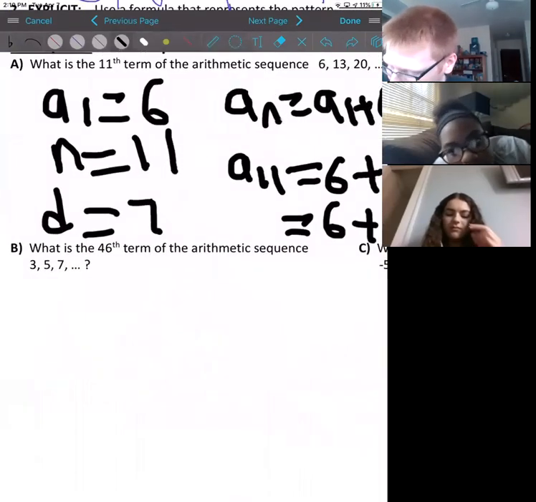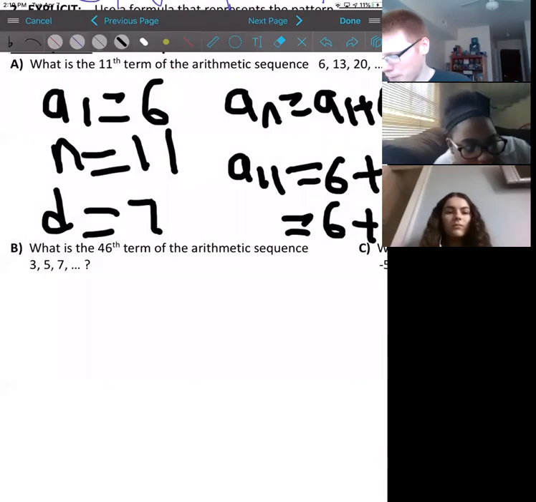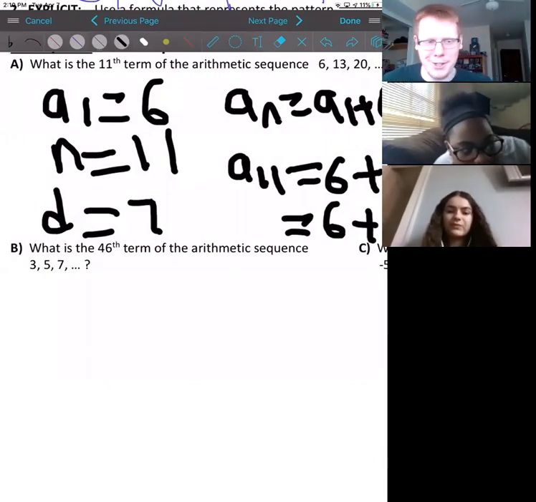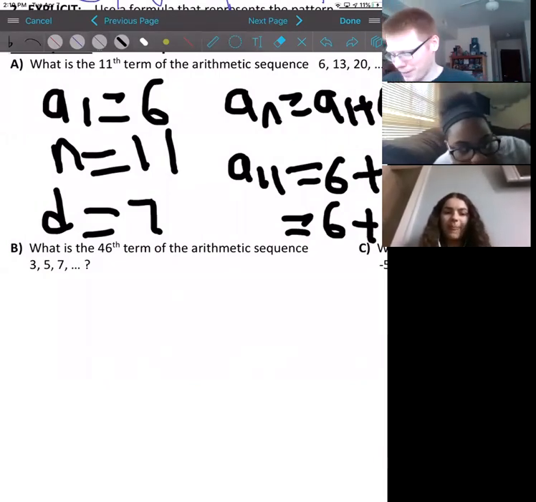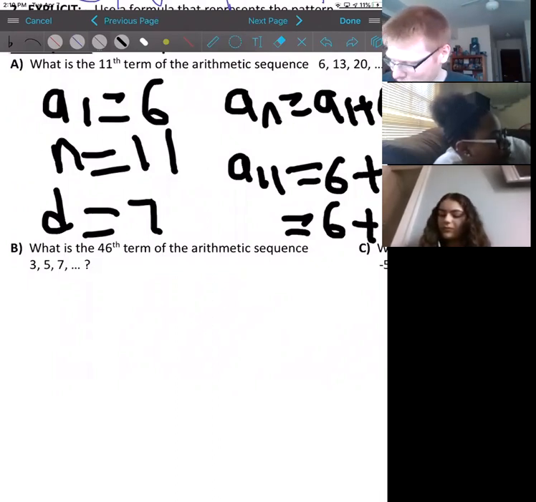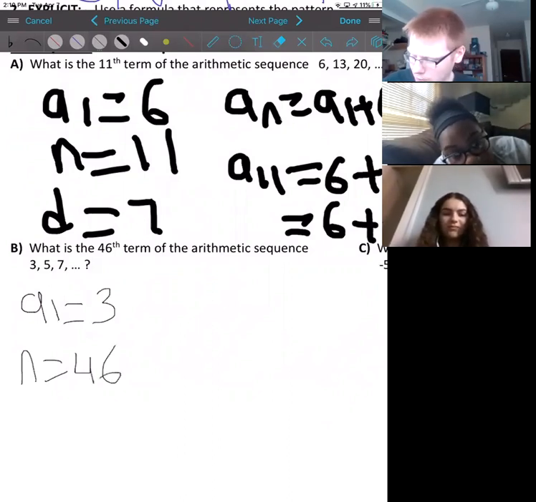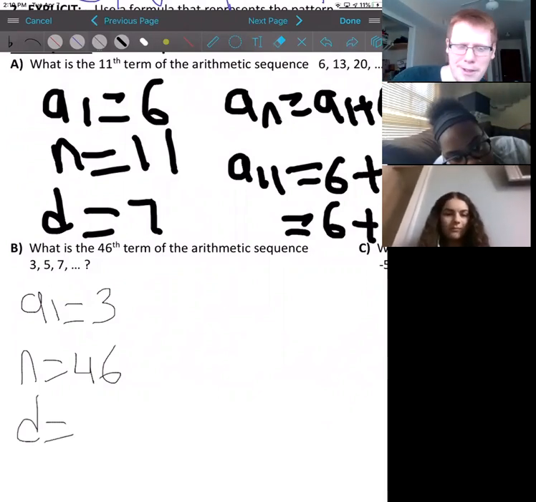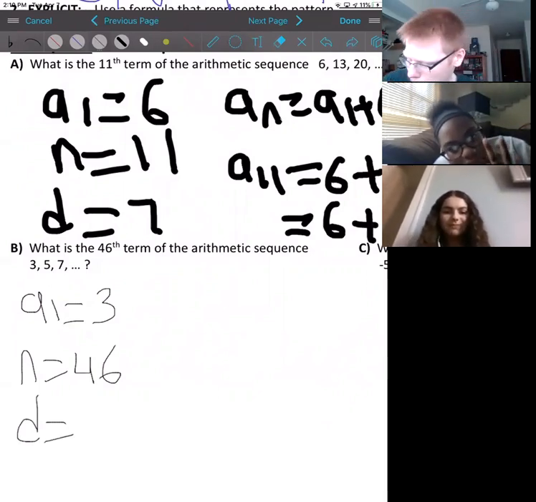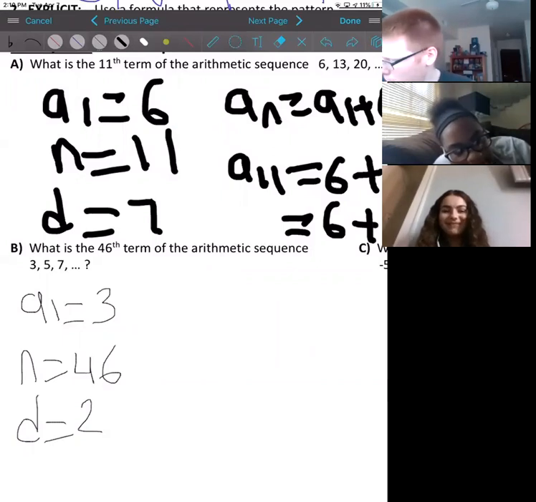So they want you to find the 46th term of this arithmetic sequence. So you could list out all 46 numbers, but no one wants to do that, and it's just going to take a long time. So just list out your info. Your first term is 3. Your n is what you want to find, so that's the 46th term. And then your d, what's the common difference in this example? 2. So you use that formula from above.